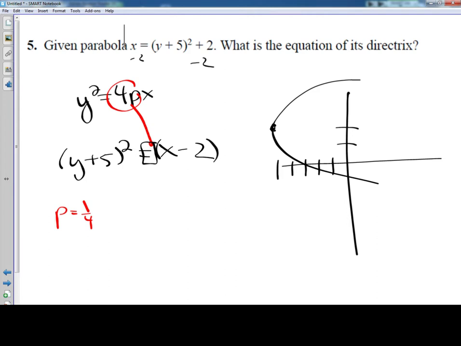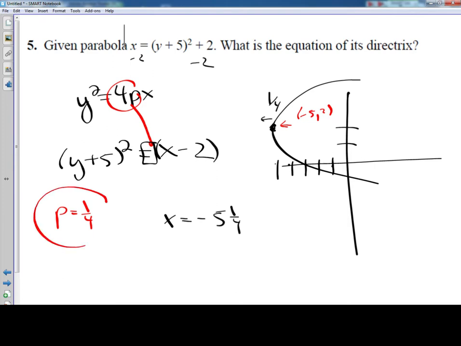So now I know that my directrix is simply a quarter unit behind it, correct? So that means I'm going to go this direction, another 1/4. So if this is at -1, 2, 3, 4, 5, then the equation should be x equals -5 1/4. Wait, can you go back one more time? What are the coordinates to this vertex? It's -5, comma 2.